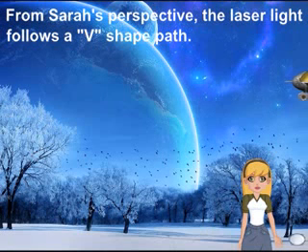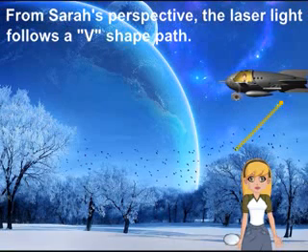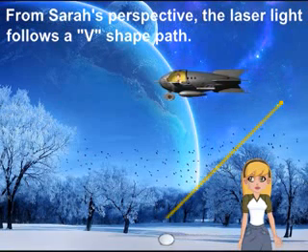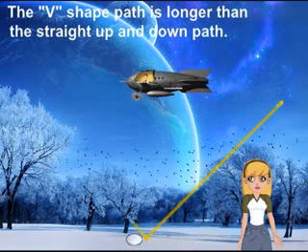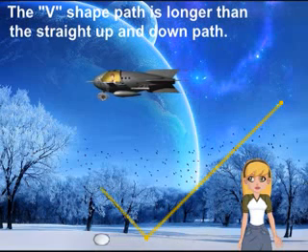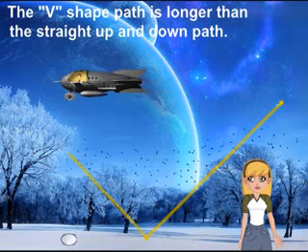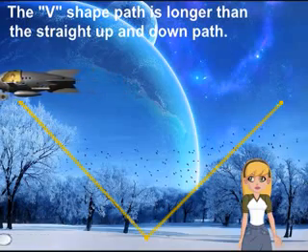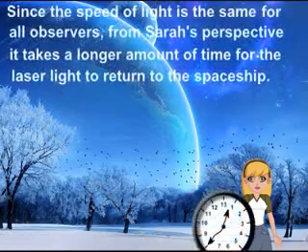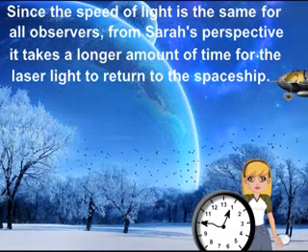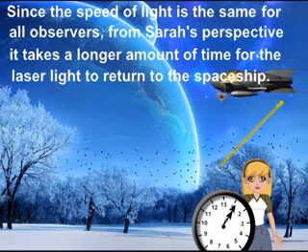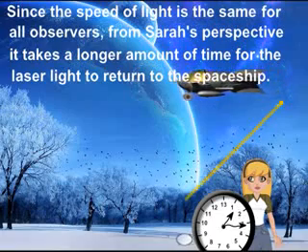From Sarah's perspective, the laser light follows a V-shaped path. The V-shaped path is longer than the straight up and down path. Since the speed of light is the same for all observers, from Sarah's perspective it takes a longer amount of time for the laser light to return to the spaceship.